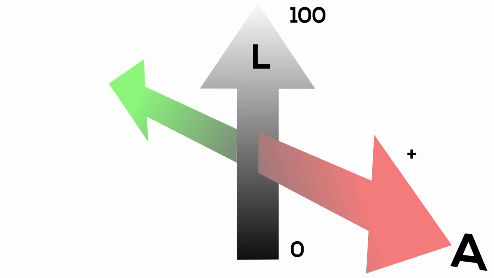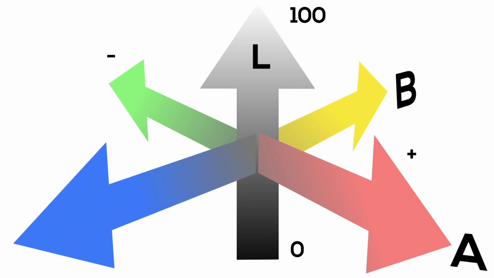The L value represents the lightness axis, where 0 is black, 100 is white, and 50 is middle gray. The A value represents the red-green axis, where positive values are red, negative values are green, and 0 is neutral. The B value represents the blue-yellow axis, where positive values are yellow, negative values are blue, and 0 is neutral.